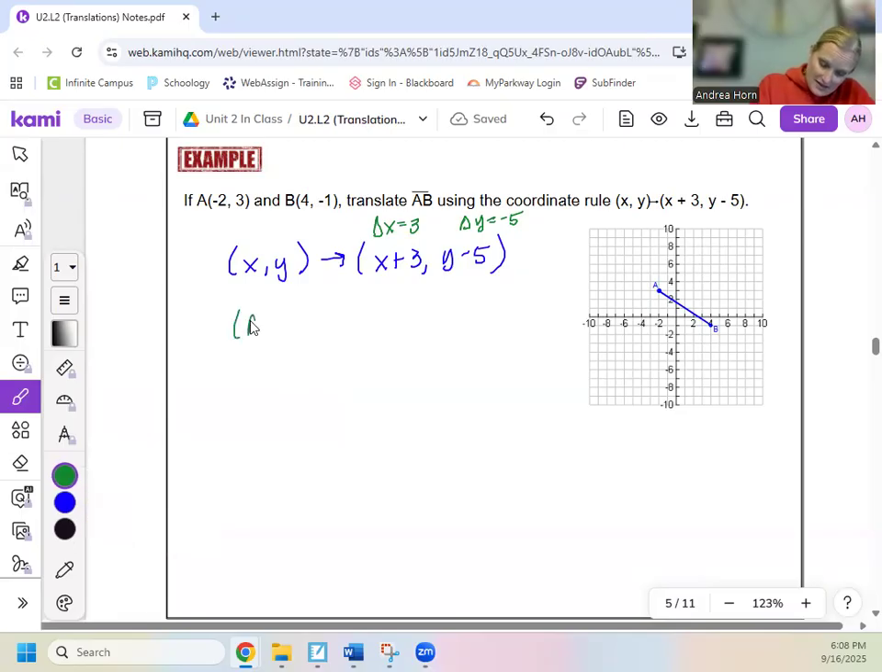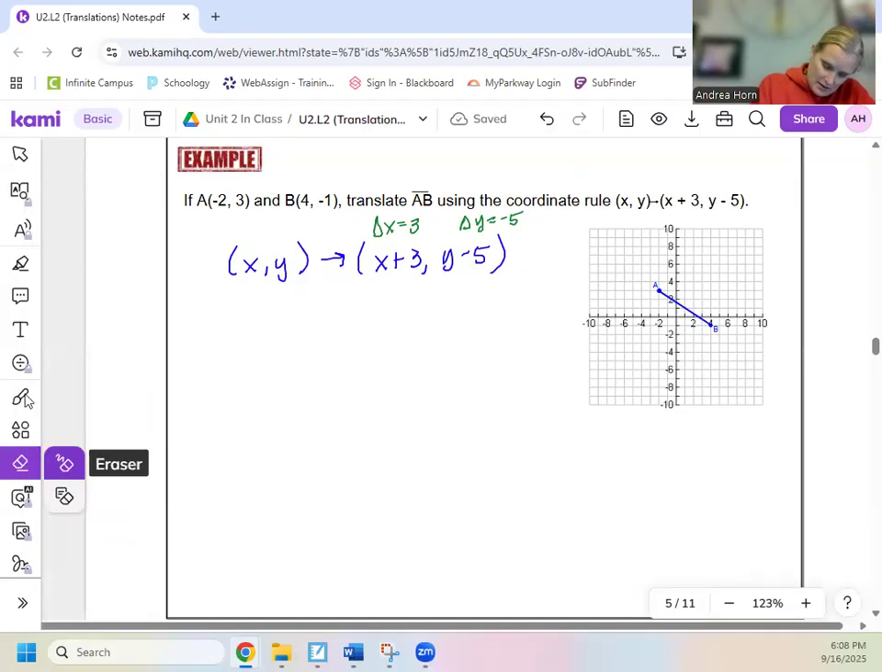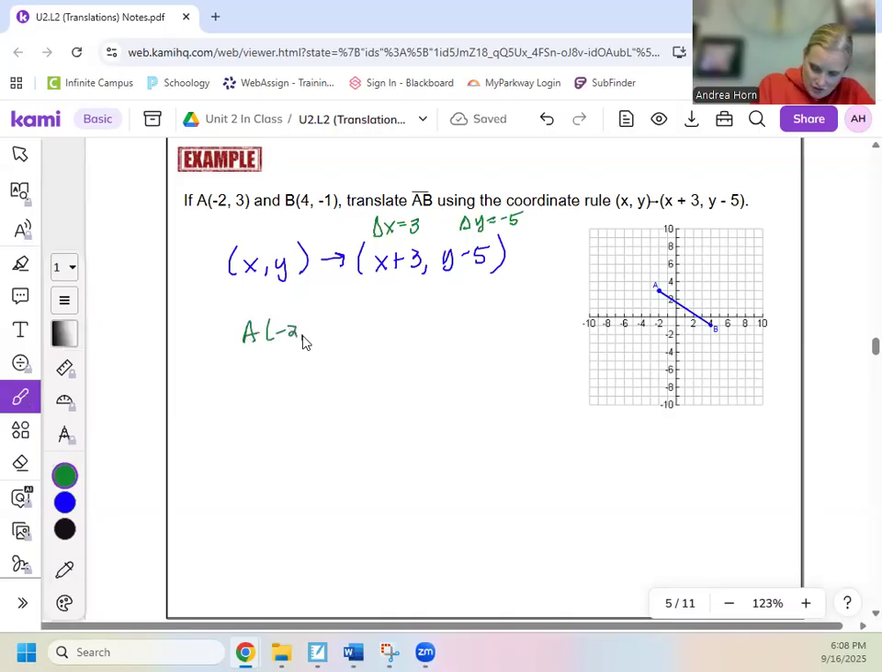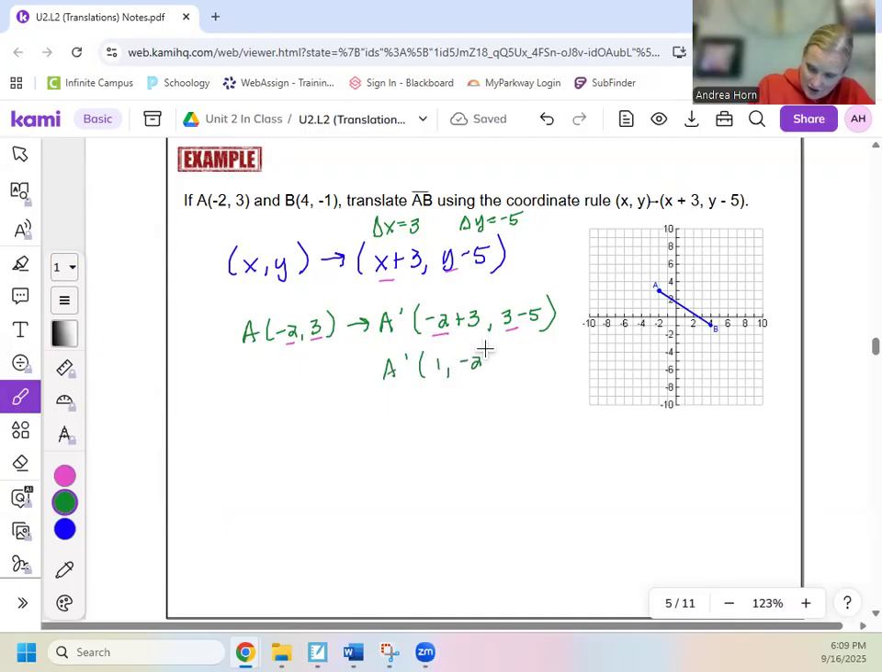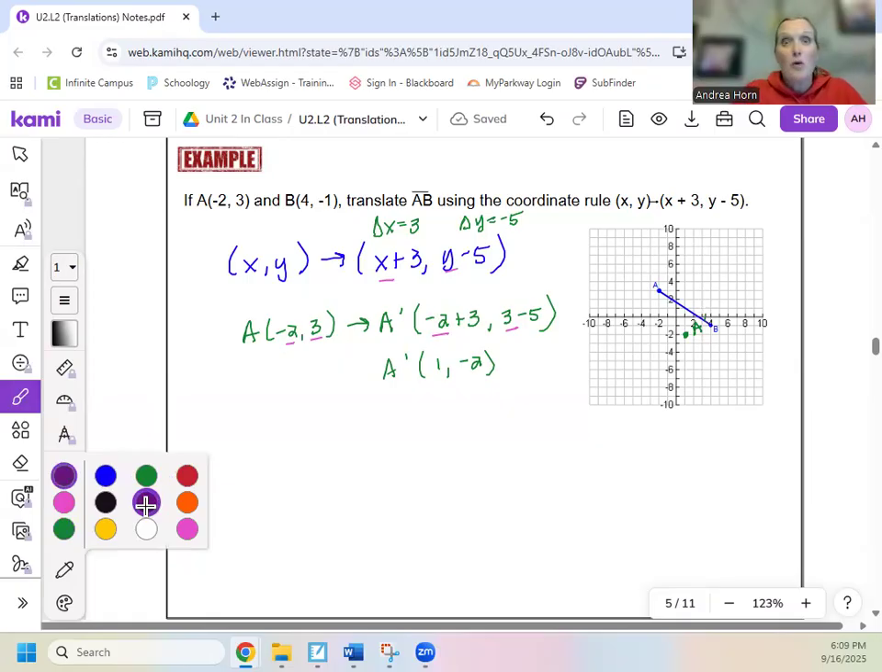So the formula says that A, which would be negative 2, 3, should translate to A prime, which is negative 2 plus 3 and 3 minus 5. So notice I'm just putting in my point here into the formula, okay? So that means A prime goes to 1, negative 2. So A prime is going to go to 1, negative 2. So notice I knew where A prime was without doing anything on my paper, okay?